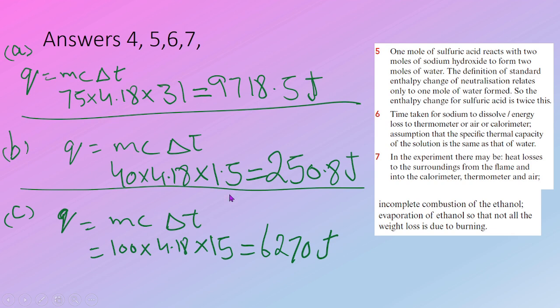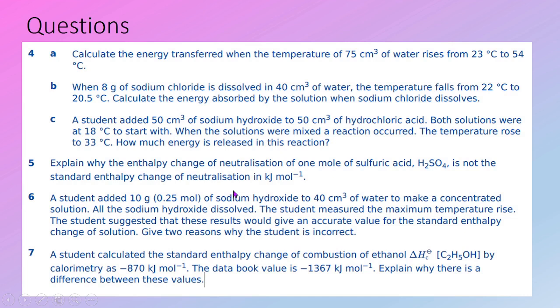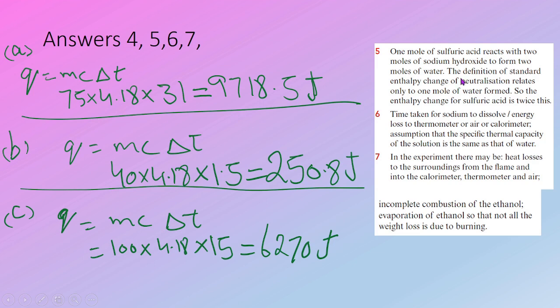Regarding question number 5, explain why the enthalpy change of neutralization of 1 mole of sulfuric acid is not the standard enthalpy change of neutralization. The reason is here: 1 mole of sulfuric acid has to react with 2 moles of sodium hydroxide to form 2 moles of water. The definition of standard enthalpy change of neutralization relates only to 1 mole of water formed. So the enthalpy change for sulfuric acid is twice this.